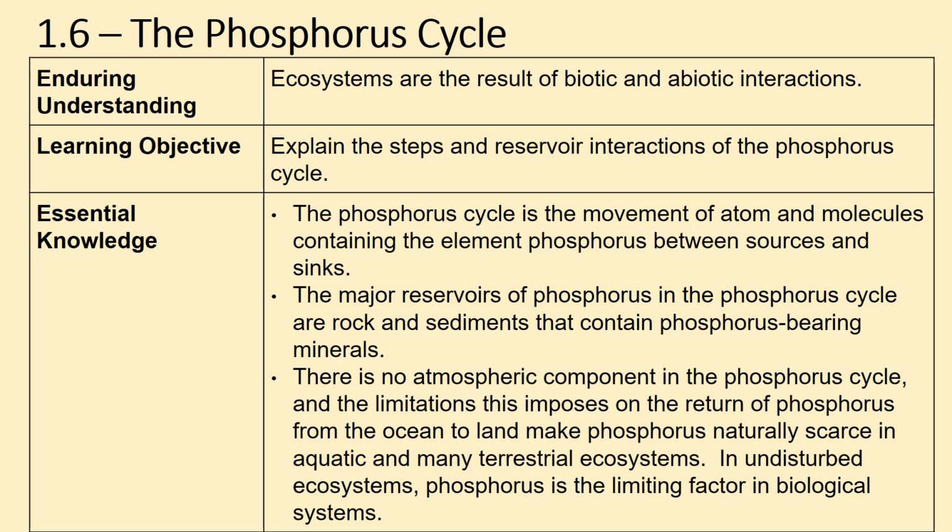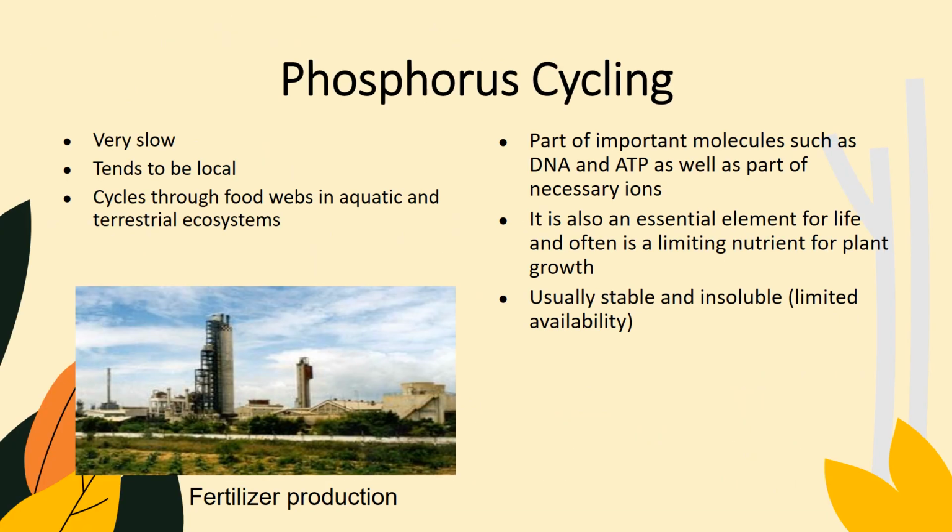The phosphorus cycle is probably the most simple, mostly because there's no atmospheric component to the phosphorus cycle, and it's super slow. So we'll get into that. Anyway, here we go. All right, so phosphorus cycling, like I said, is very, very slow. And because there's no atmospheric component, it tends to stay pretty local. So the phosphorus in one area is going to mostly stay there, and it's cycling through the food webs in all kinds of ecosystems.